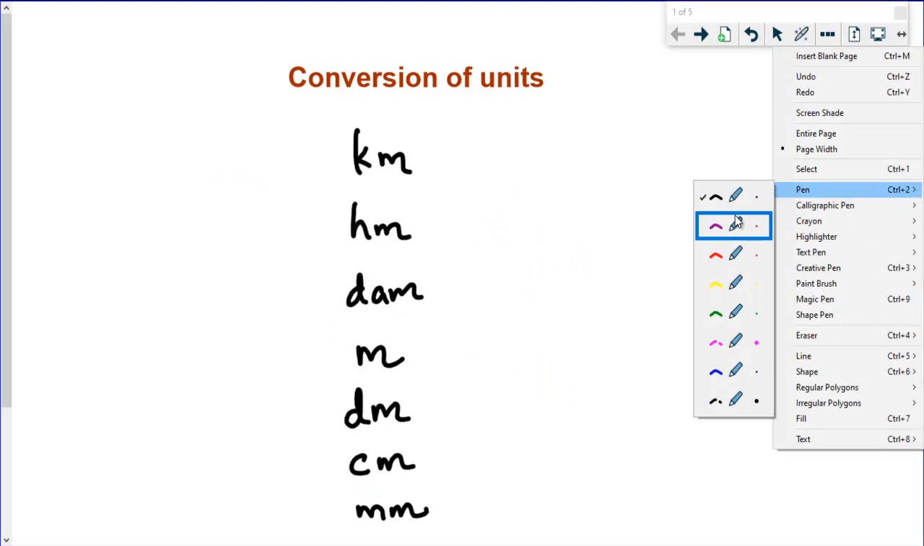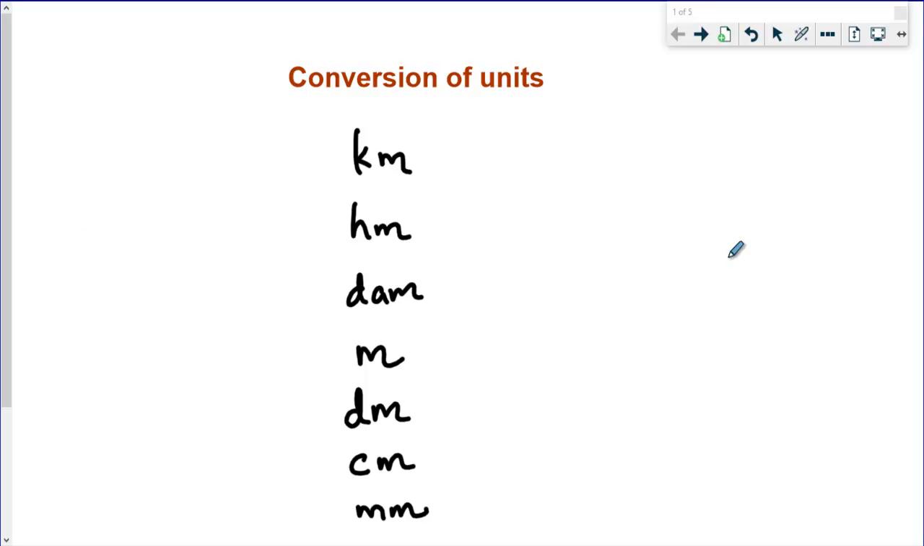If you want to convert from kilometer to decimeter, that is, from big unit to small unit, we have to multiply. Now in between km and dm, how many tens are there? There are 2 tens, so we have to multiply with 100.